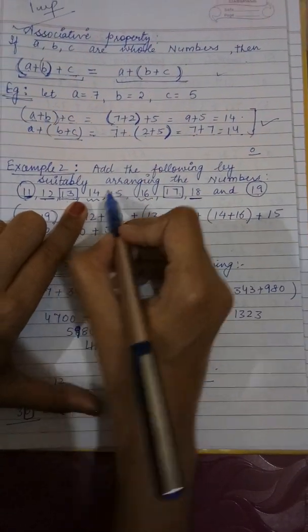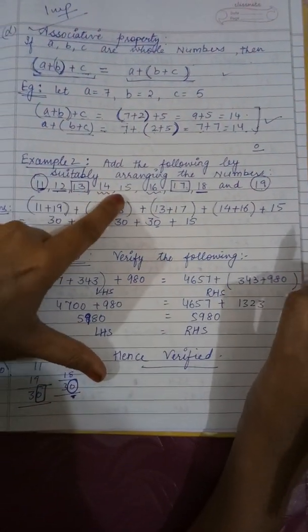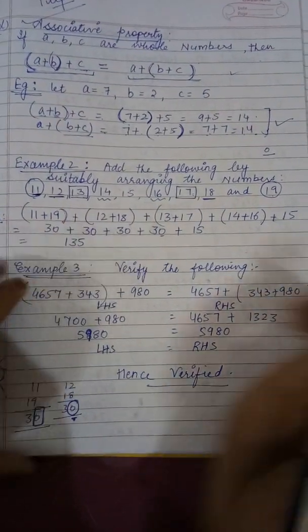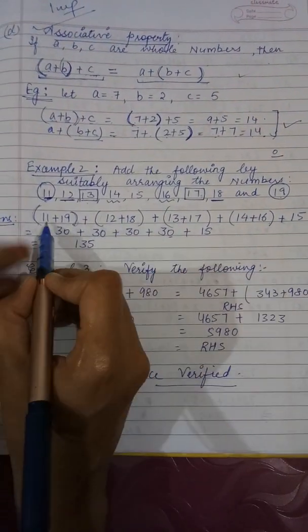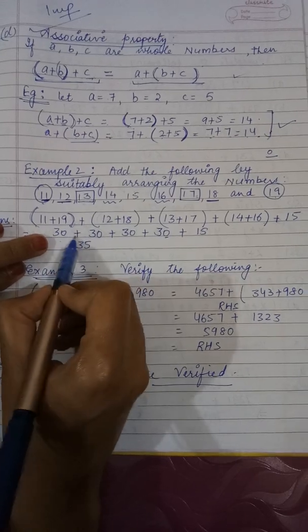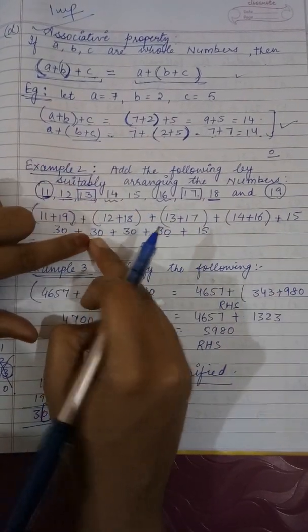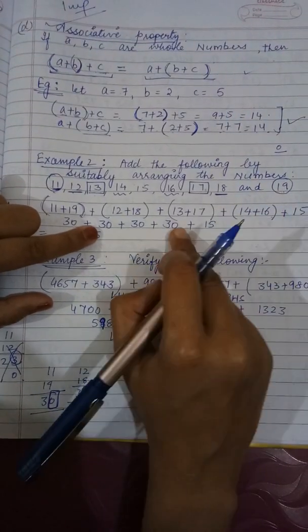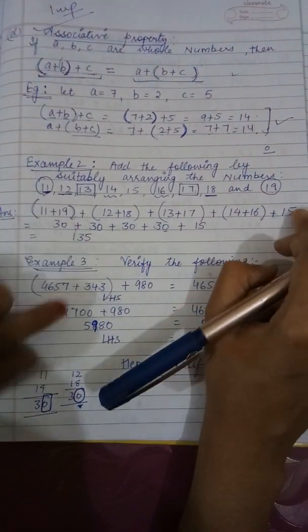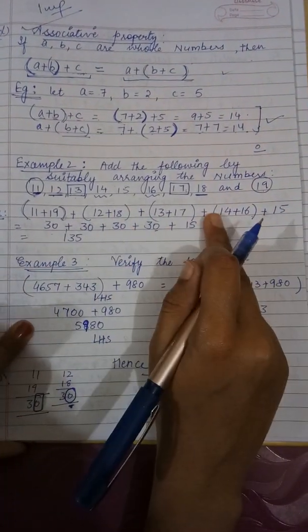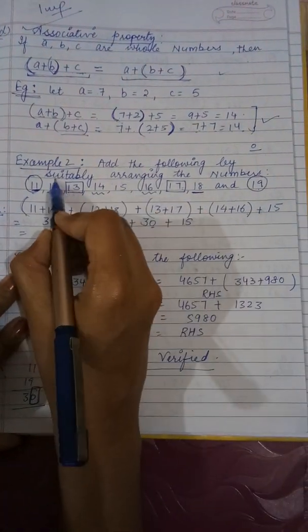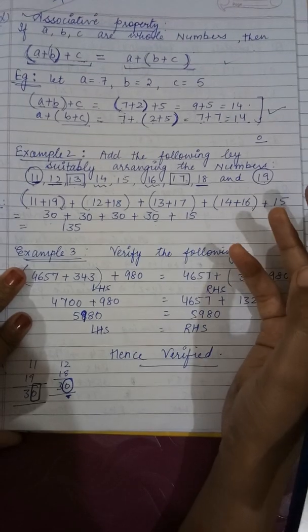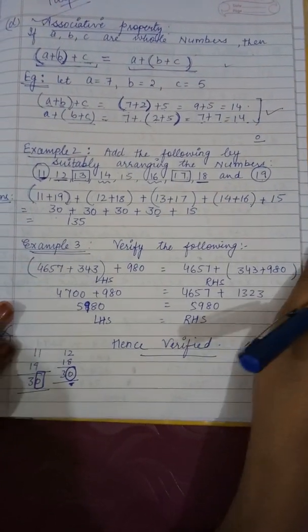Now 15 is left. If no pairing is formed with 15, you can keep 15 as it is. Now solve the brackets. What is 11 plus 19? 30. Plus sign as it is. Solve the next bracket, 30. Plus the next bracket, 30. Plus 15, because 15 was left. When you add it, it will be 135. So suitably arranging the numbers means you have to add in such a way that your calculation becomes easier.